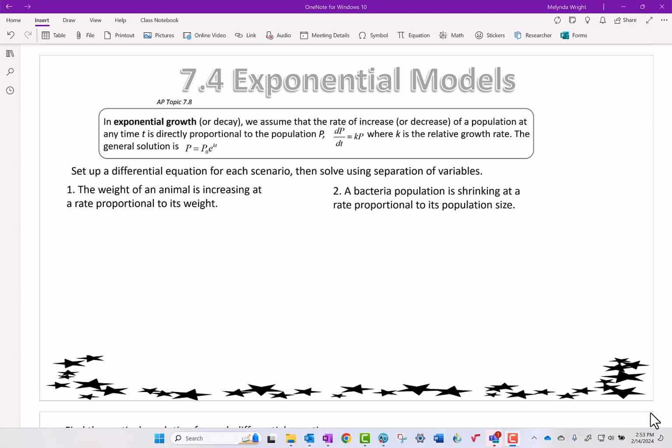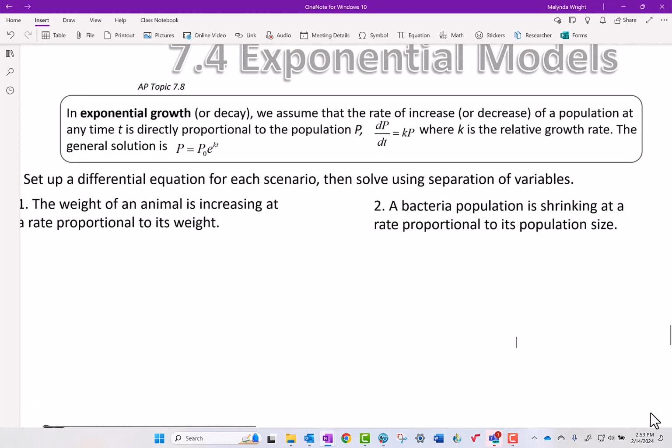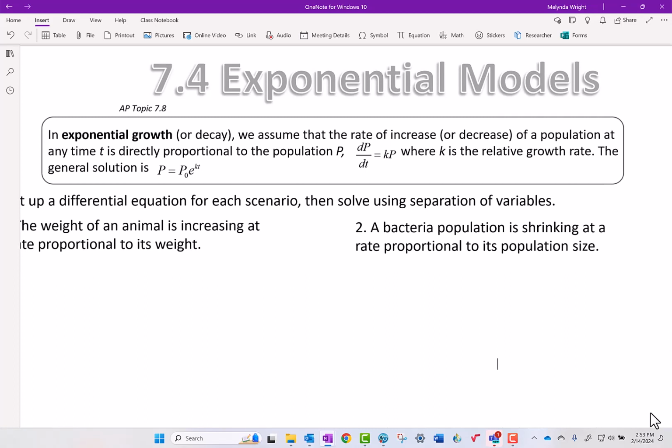All right, let's take a look at our lesson for today. We are going to be looking at exponential models. In other words, our favorite word problems. I know we don't like word problems generally. So this kind is mostly to do with exponential growth or decay. That's the topic that we do in AB calculus for the most part, exponential growth or decay.